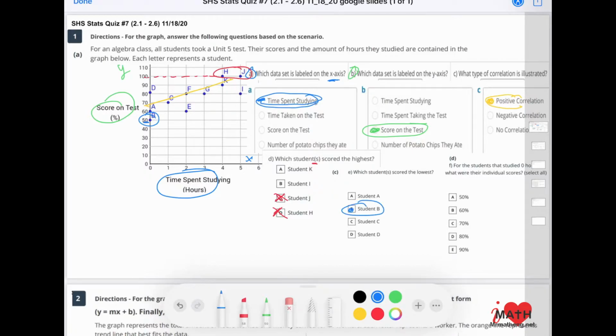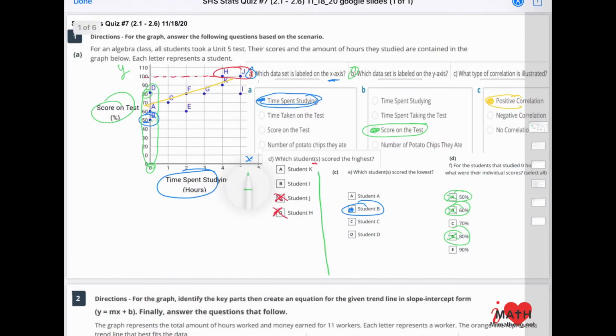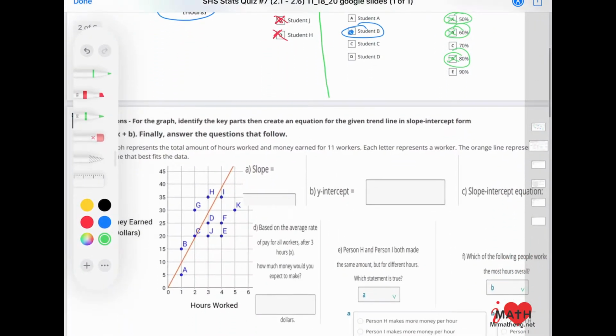And then for the students that studied 0, what were their individual scores who studied 0? So this is 0, and anything on there, so I have 80, 60, and 50. 80, 60, and 50. So these three choices. Okay, let's go on to question number 2.